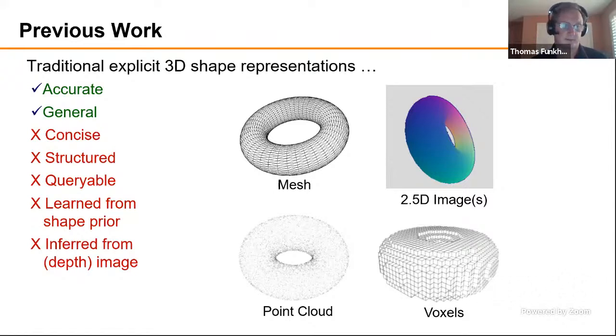These representations have little to no structure. Different ones support different kinds of queries. For voxels, of course, you can check whether you're inside or outside if it's an occupancy grid. For meshes, not so much, and vice versa for querying positions along the surface. But anyway, they're not learned, of course. They're explicit representations that are not based on any particular shape prior, and they're very difficult to infer from images.